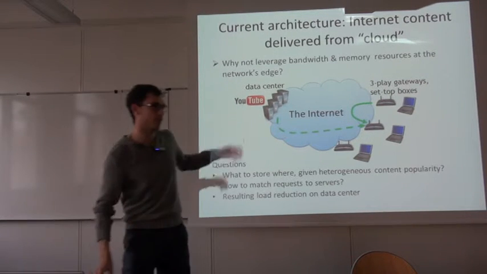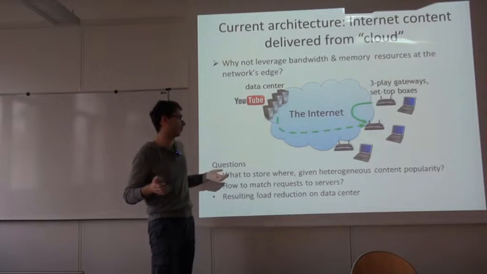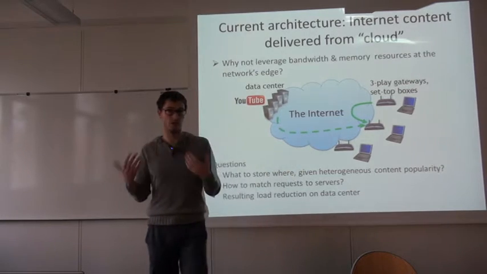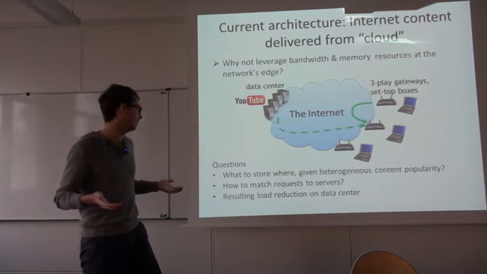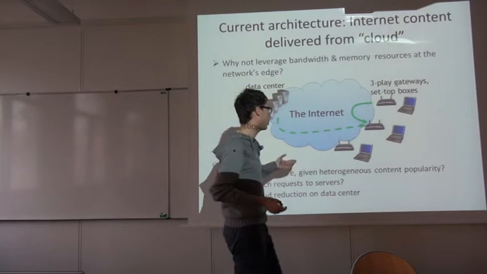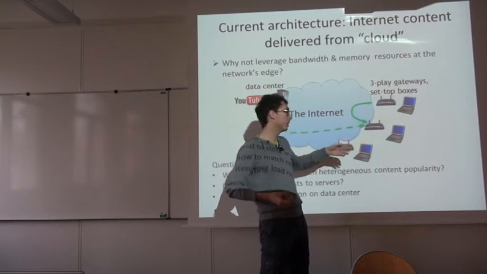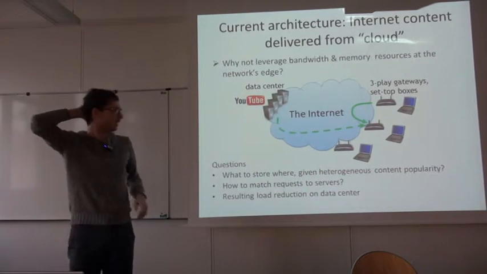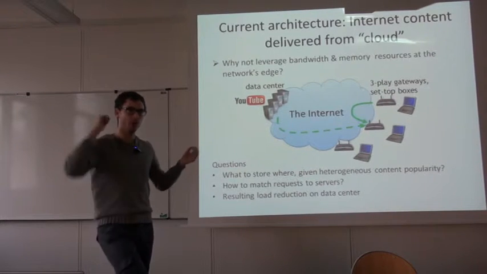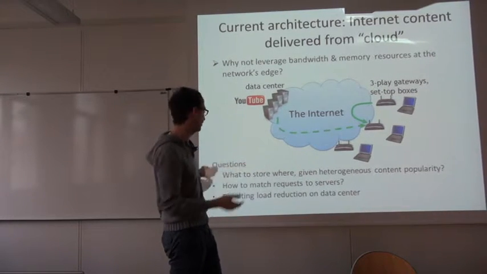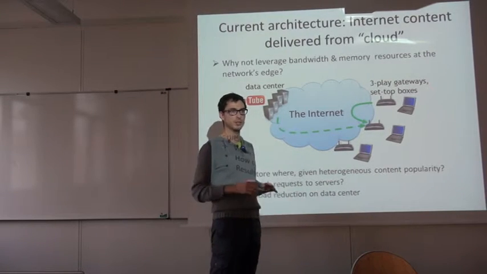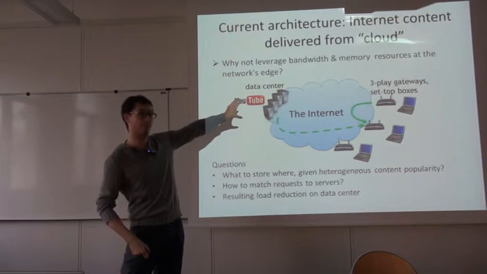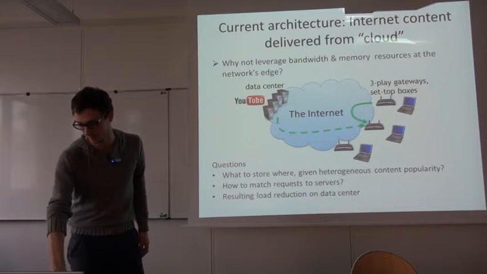So if you want to design such a system, you have to answer some questions. For example, you have a lot of contents. Which ones should you replicate? Which ones should you store? How many copies should you store for each of these contents? And then another question: once you get requests for the content, you have a lot of gateways from which you could download them. So which one should you choose? And of course, the metric that you want to use to decide how you organize this system is the load reduction that you get on the data center. At least that's the one we use in this work. So basically, you want to make the data center as small and as costless as possible.